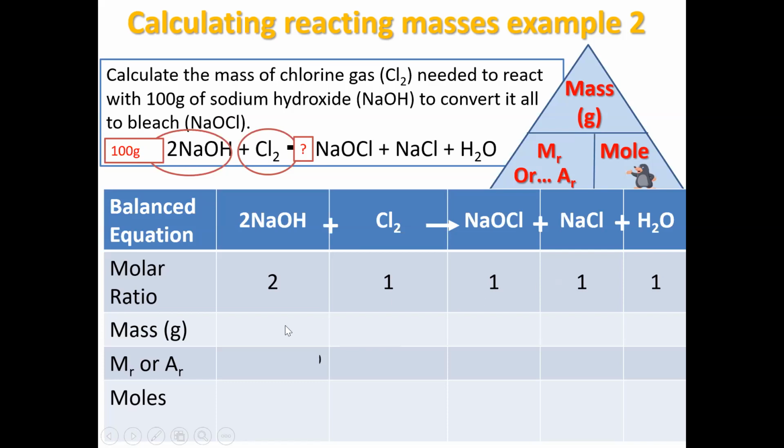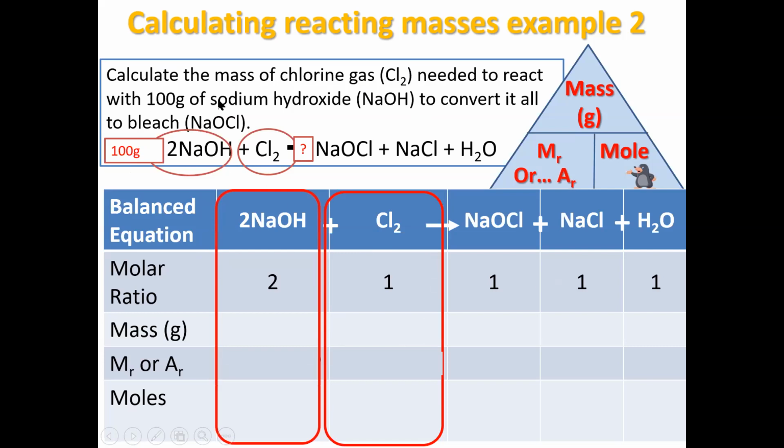So what information have we been given then? We've been given information regarding chlorine. Chlorine's what we're actually trying to work out, so we're trying to work out the mass of chlorine. That's mentioned in the initial question. And we're given data on sodium hydroxide. So we're not actually interested in this part of the equation at all, so we can ignore this.